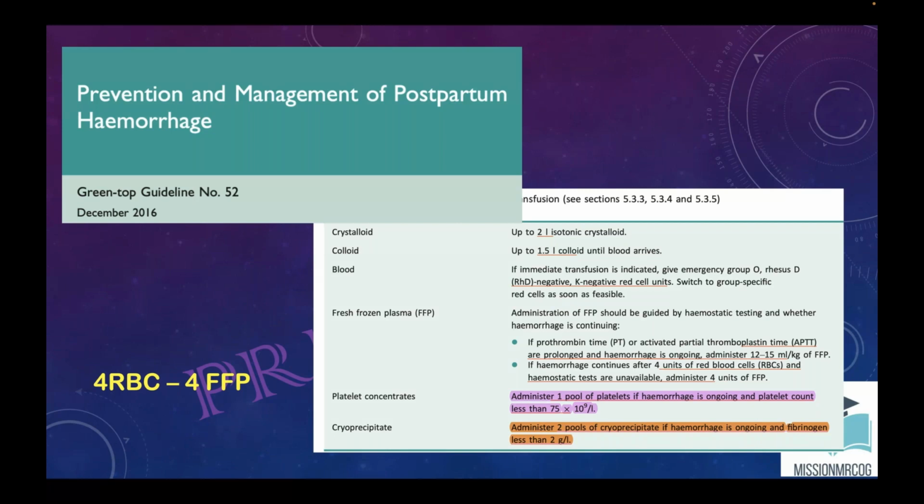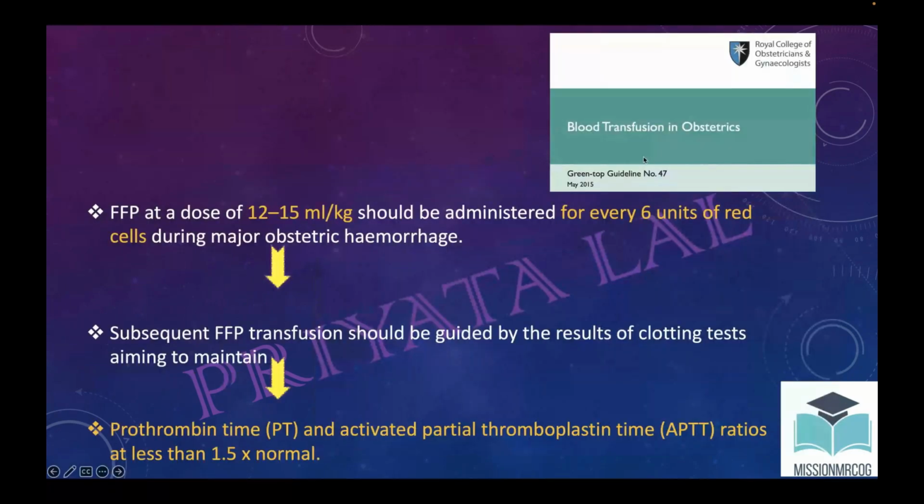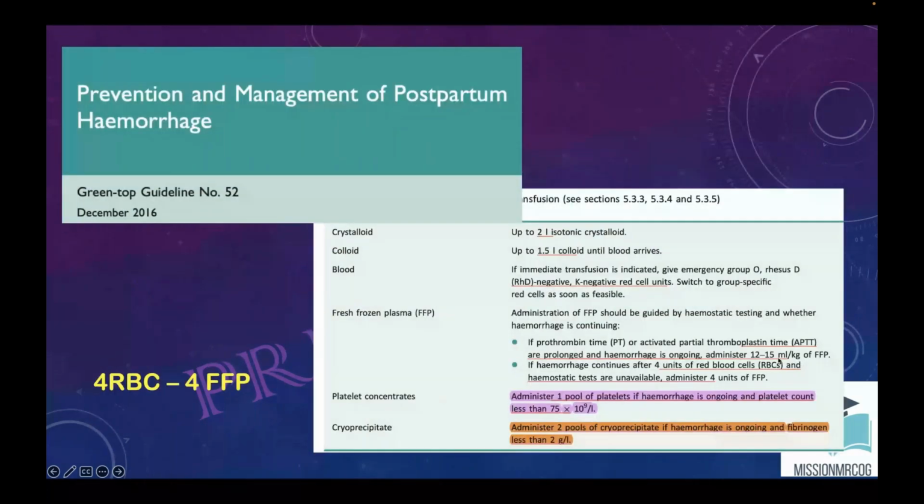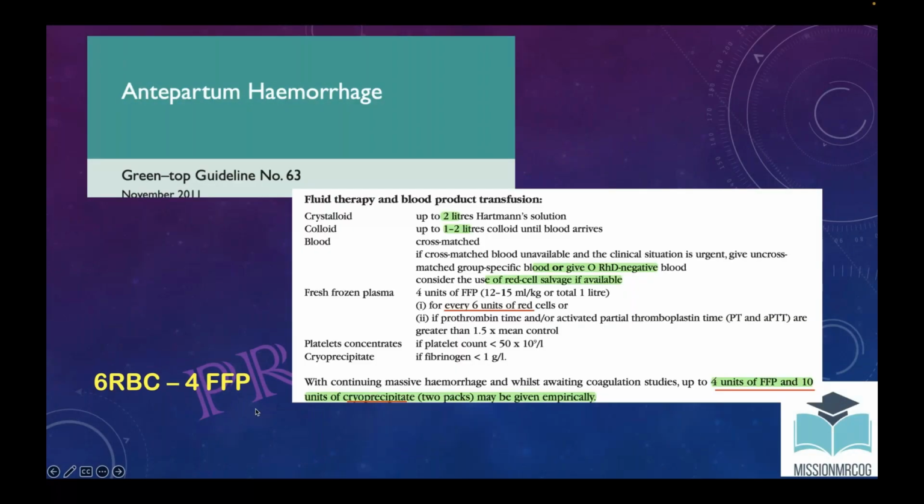And in your blood transfusion guideline, again, for 6 units, they are not giving 6 or 4, they are giving the dose. Even here also they are giving the dose, and even here also. So if you consider FFP according to the dose, that is 12 to 15 ml. If you consider according to the dose, then the dose is the same in all scenarios.